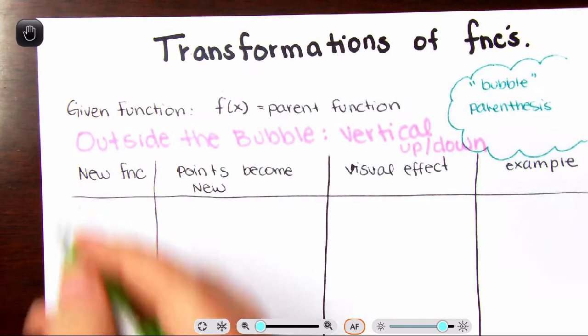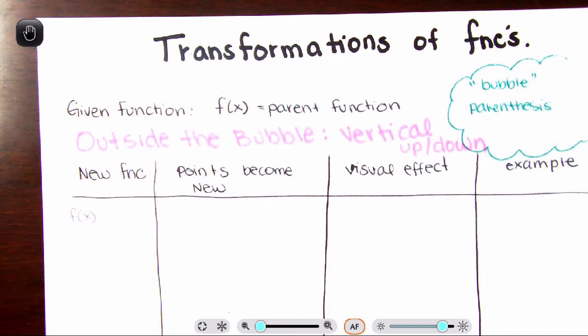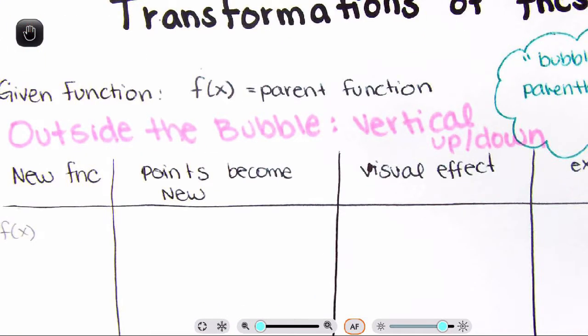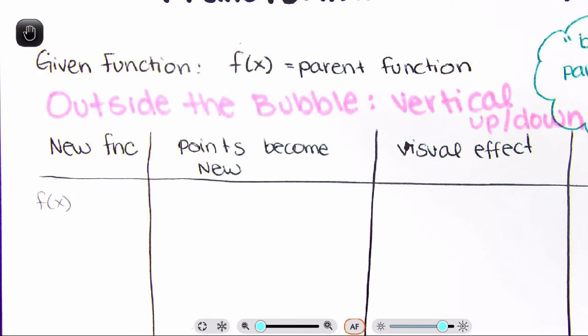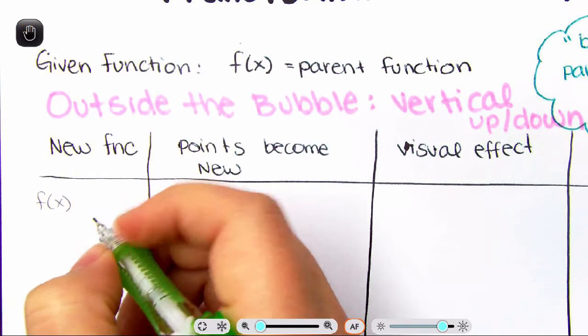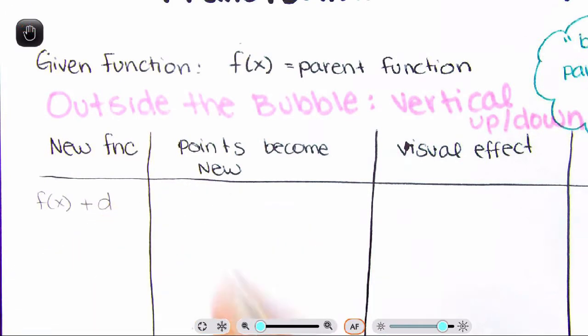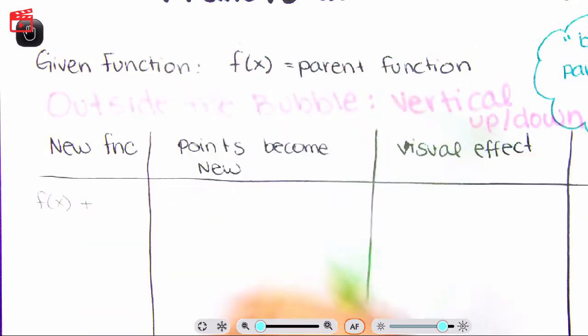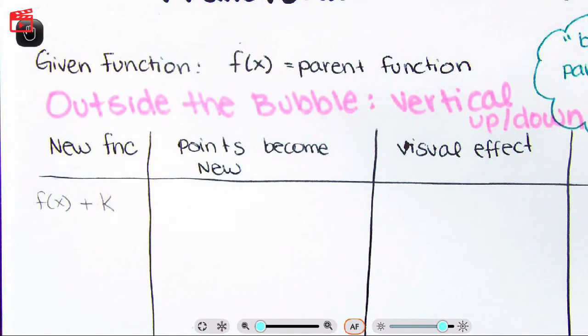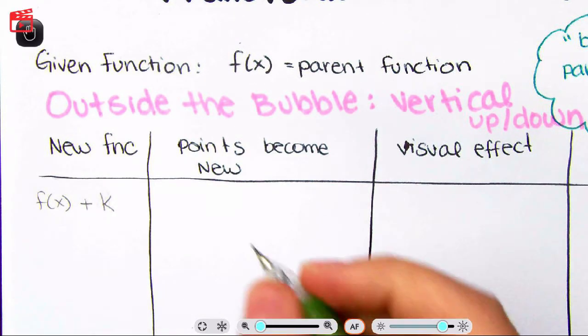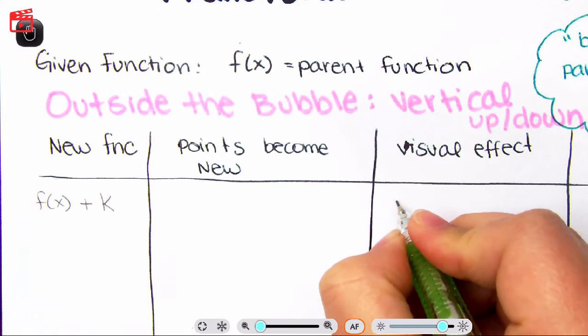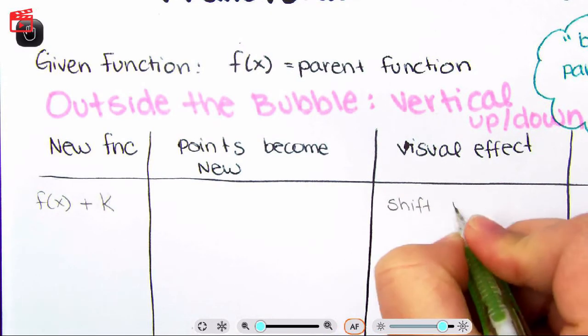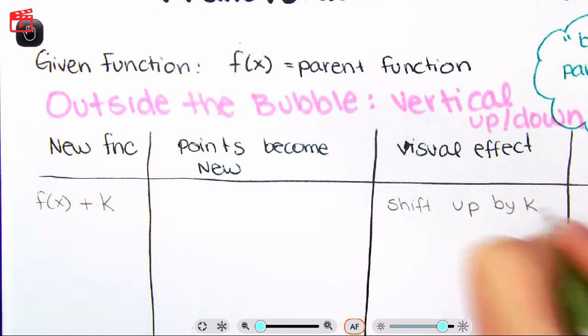So here's our parent function. Whatever that function is, we're just using f of x because it is generic. It can be x squared. It can be 3x plus 5. Any of these can be a parent function. So here it is, and I'm going to add a letter D to that. Actually, instead of letter D, I'm going to use K. It doesn't matter, it's the same thing as a variable. If we add K to this, what happens to it? It's going to shift up by K.